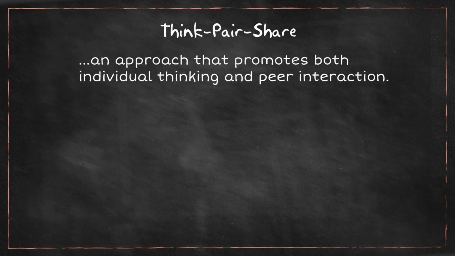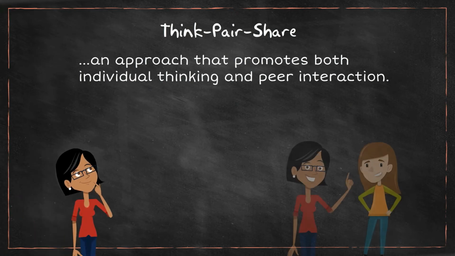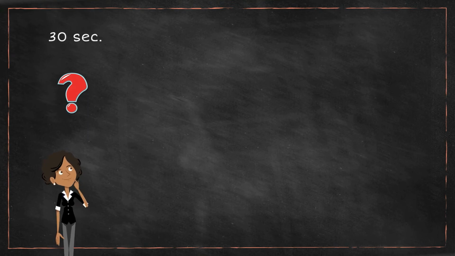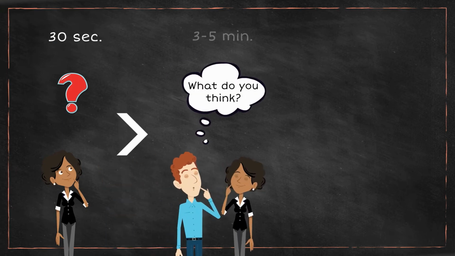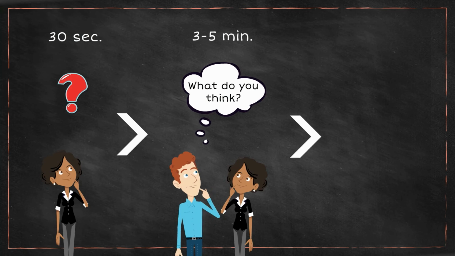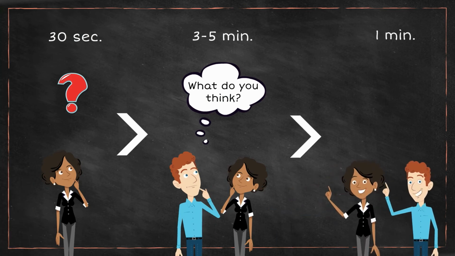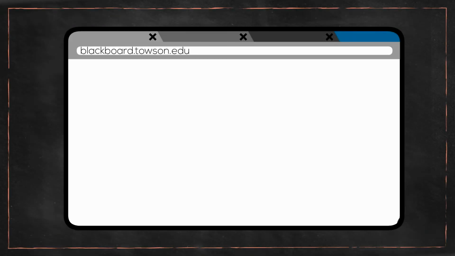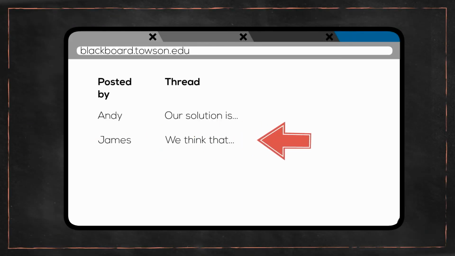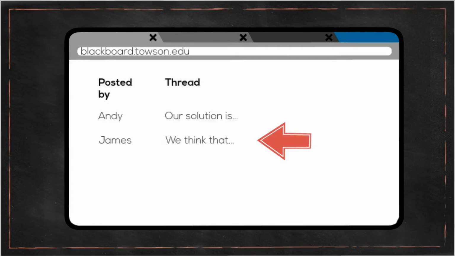Think-Pair-Share is an approach that promotes both individual thinking and peer interaction. To use this method, you simply pose an issue or problem to the class and give students 30 seconds to compose answers individually. Then the students find a partner and discuss their responses with one another for about 3 to 5 minutes, and finally share their collaborative responses verbally, in writing, or in a Blackboard discussion board. You can then choose interesting responses submitted by the students and lead a whole class discussion.